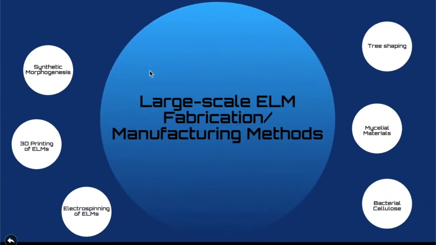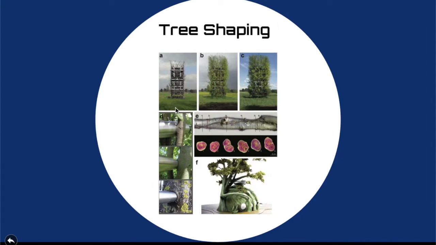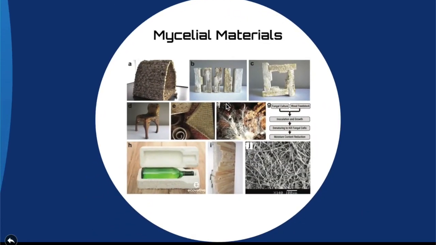And then the last part is the large scale productions. So for example, the first one is tree shaping. We can adjust the architecture based on tree. Okay, so we can have tree shaping. And then the second one is mycelial materials. We are using the fungi to develop structural materials like this chair, for packaging, and how they are actually developed from fungi and the wood feedstock. So they are growing the fungi, and eventually they will kill the fungi and make the form fixed.